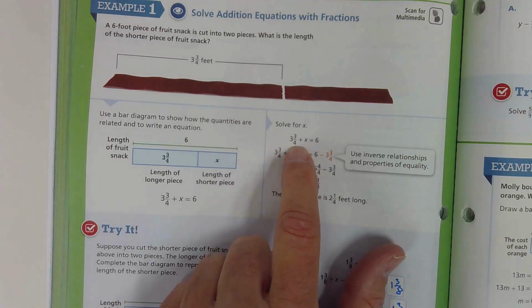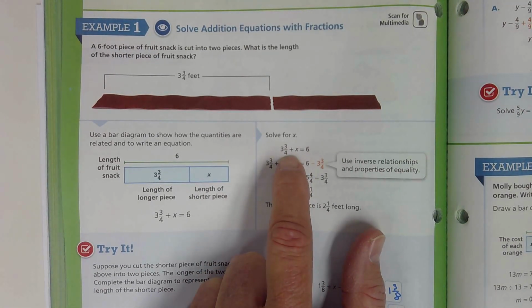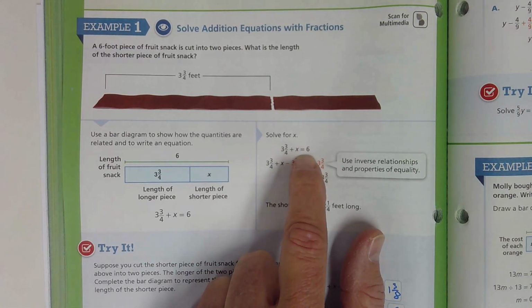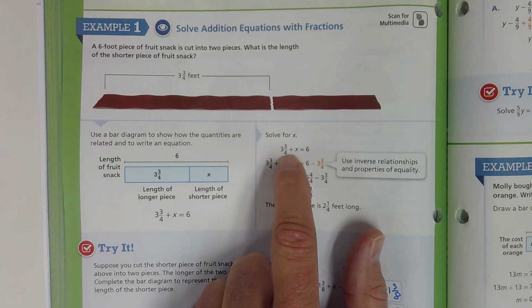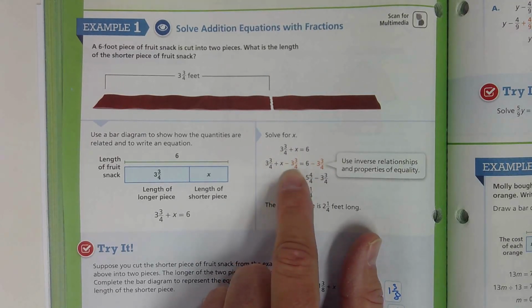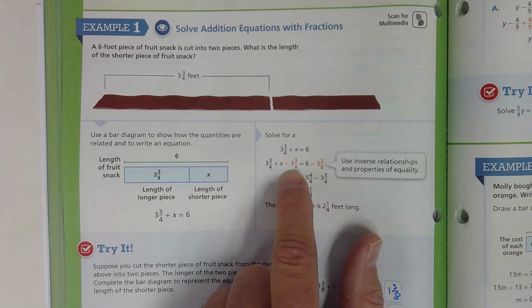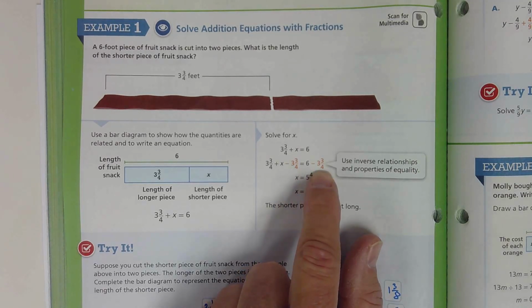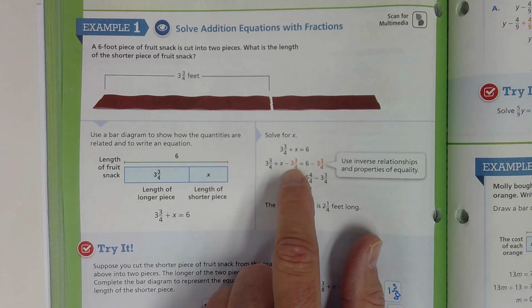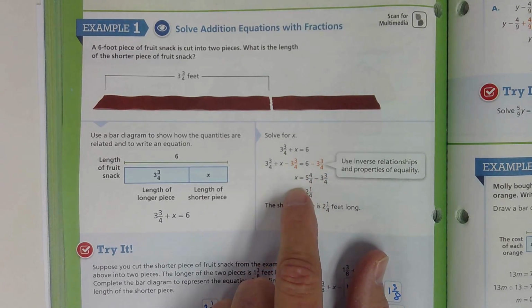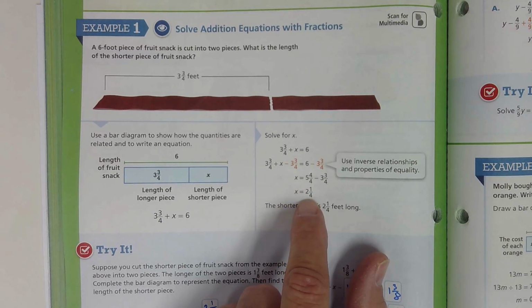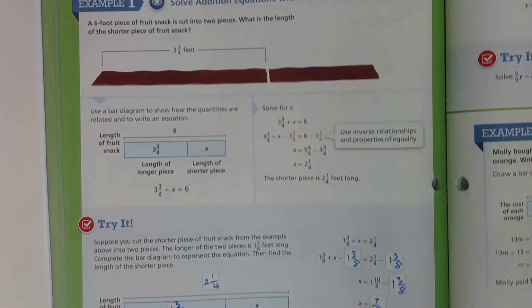But look at this problem right here. It's 3 3/4 plus x equals 6. Well, what do you do to get the x by itself? You would subtract 3 3/4 on both sides of the equation, which is what they did here. They just set it up horizontally. I always prefer to do it vertically. And then you're going to end up with x equals 2 1/4.